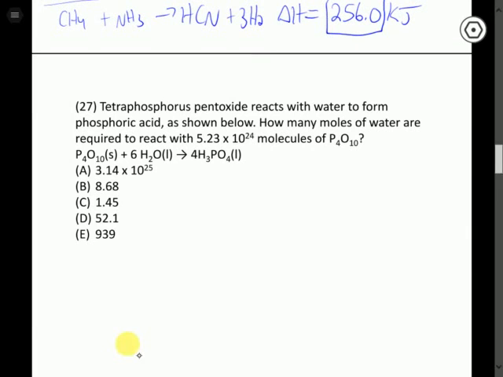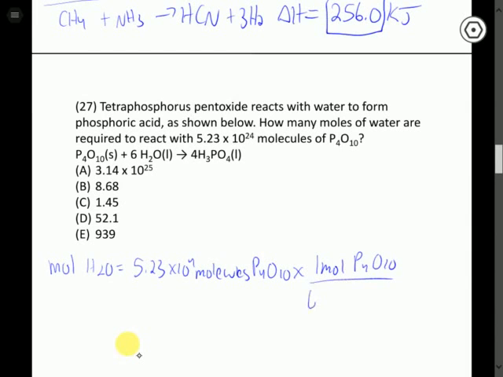So this is a pretty straightforward stoichiometry. We have to use Avogadro's number to first convert into moles. So we're told that we have 5.23 times 10 to the 24th molecules of P4O10. Stoichiometry revolves around moles, so if we want to convert this into moles, we have to use Avogadro's number. So 1 mole is going to have 6.02 times 10 to the 23rd molecules.